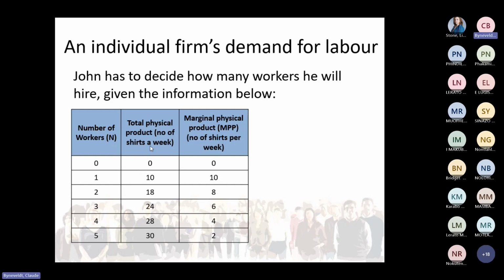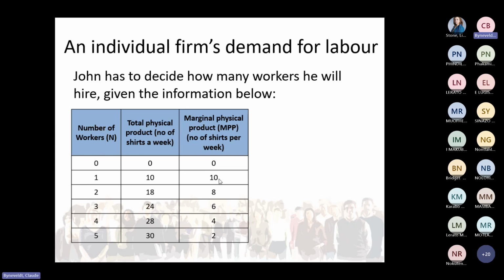Then total physical product, the number of shirts a week that are being produced. When there are 0 workers, 0 shirts are being produced, and the marginal physical product, the MPP, number of shirts per week, will also then be 0. When 1 worker is employed, 10 shirts are being produced. That is the total output, the TP. And then the marginal physical product will be 10.